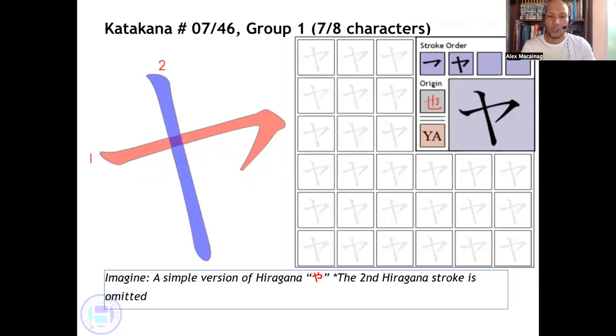Okay, so what will we imagine? A simple version of hiragana ya. The second hiragana stroke is omitted, the tail at the top. Ne? And also, instead of curves, we use corners. Ne? You can pause the video for your writing practice.